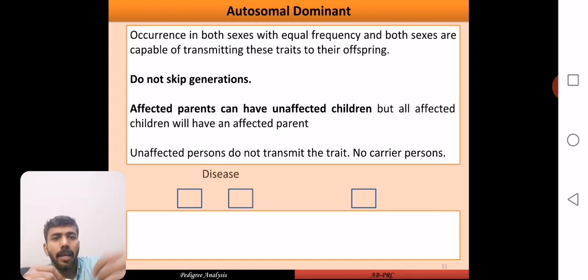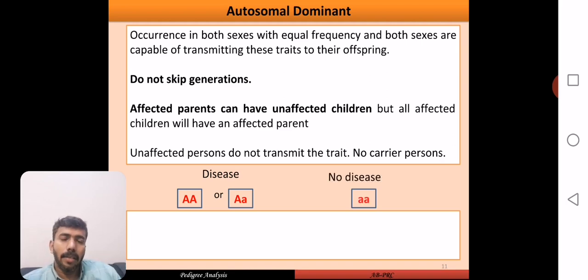Alright, then the disease condition is usually represented by capital A. We know that capital A represents a dominant trait. If the individual has both alleles dominant, then definitely that individual will be affected. Or otherwise, if at least one dominant allele is present in that individual, then he or she also will be affected. So either capital A capital A or capital A small a will be the affected condition in case of autosomal dominant disease. Then the no disease condition is of course small a.